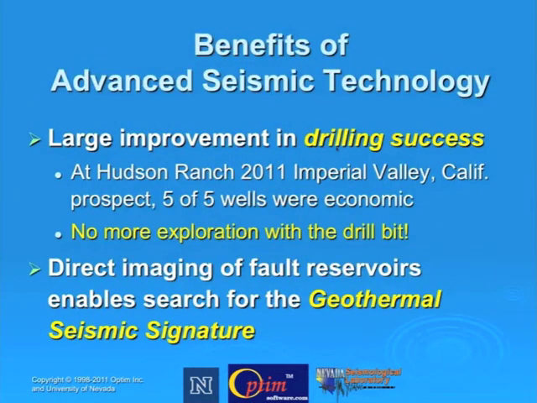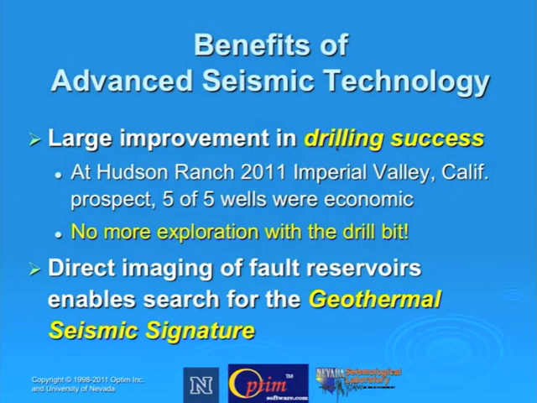So that's not all. There are some successes that I can't show you the details of, but in 2011 at Hudson Ranch in the Imperial Valley of California, that's southeastern California, 5 of 5 wells that were drilled, guided by seismic, were economic. So we're starting to look at an era when we don't need to do exploration with the drill bit anymore, and that's going to be a lot more efficient and is going to raise the economic viability of geothermal prospects.